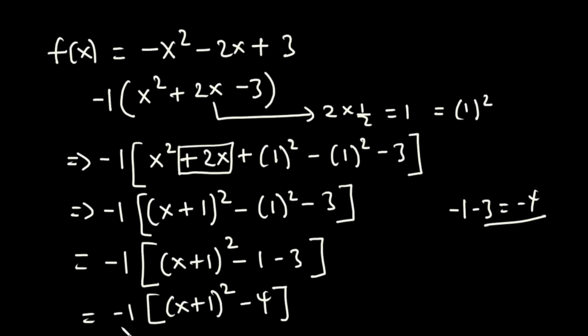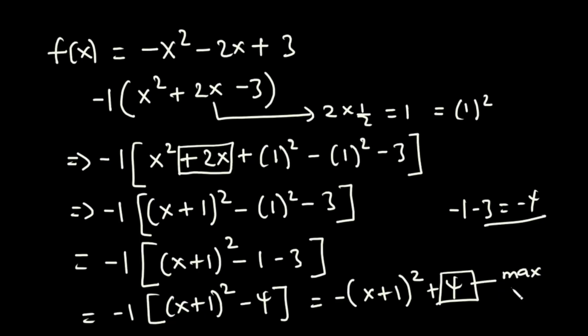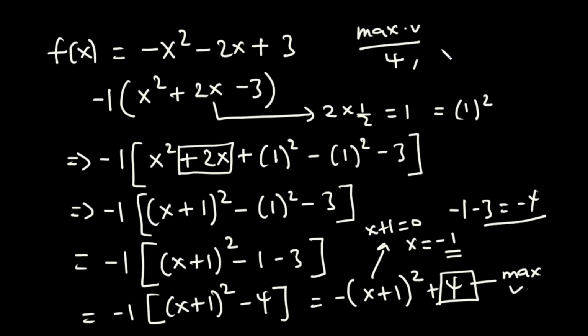And then let's multiply -1 across. So it's going to be -(x + 1)² + 4, because -1 times -4 is 4. So this is the maximum value, and then it occurs at x + 1 = 0, x = -1. So the maximum value is 4, and then it occurs at x = -1.